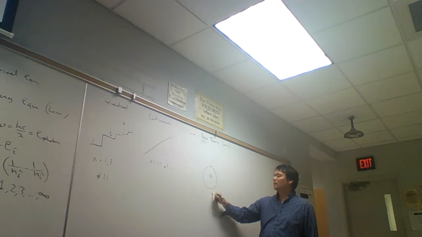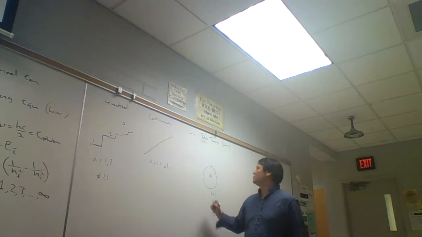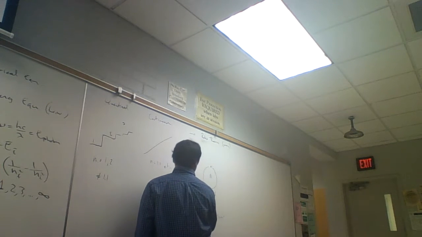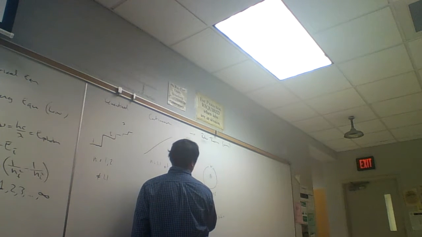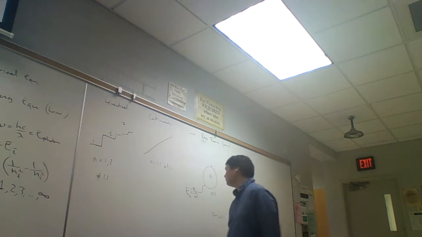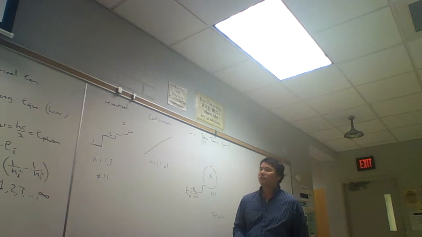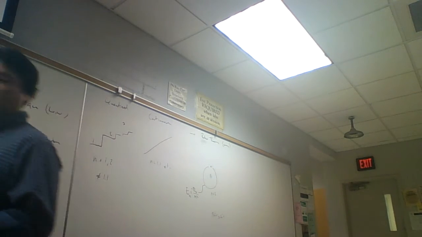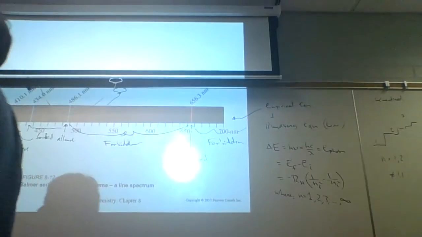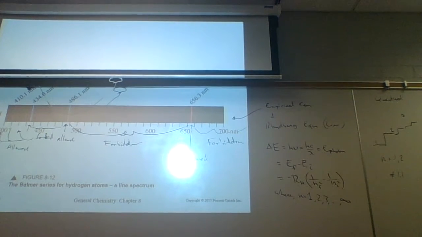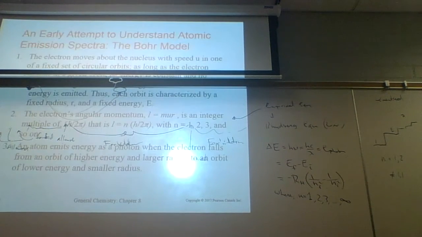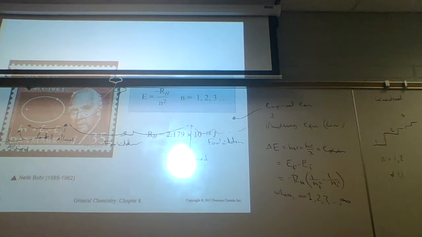The first orbit is what we call the n=1 orbit. And the energy of this orbit we can calculate. The energy for the orbit is calculated as minus R sub H over n squared. R sub H, the Rydberg constant, is like 2.179 times 10 to the minus 19 joules. I don't remember. Let me look it up. 10 to the minus 18 joules.